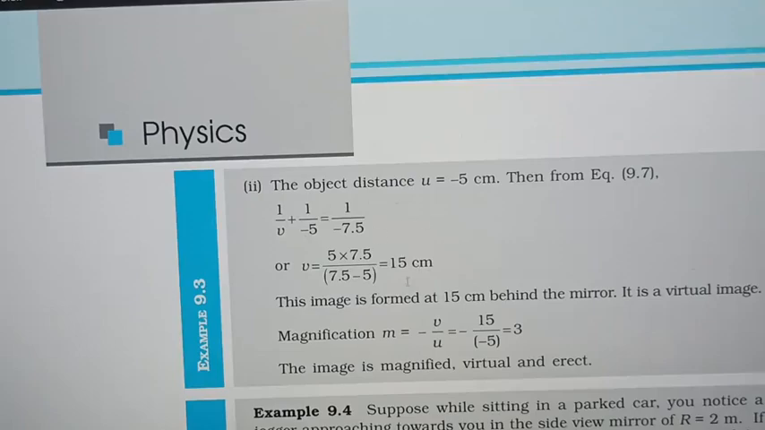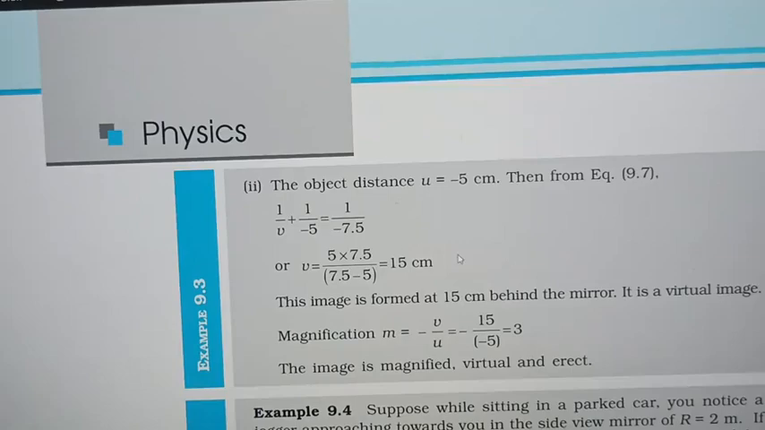Again, from here only you can see, if it is positive, that means it's towards the right side according to our sign convention, and that means it is virtual and erect. If it is virtual, it will be erect only. You cannot say virtual and inverted, that is not there. So virtual and erect, and minus v by u after finding out. Over here also you can see magnification should be positive. If it is positive, it is virtual and erect. This is one way to check your answers also.